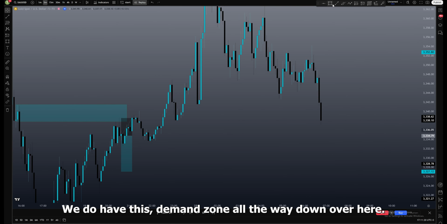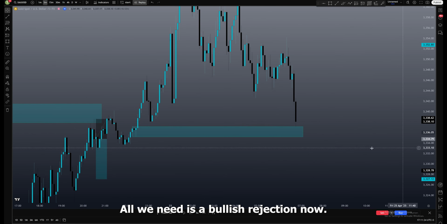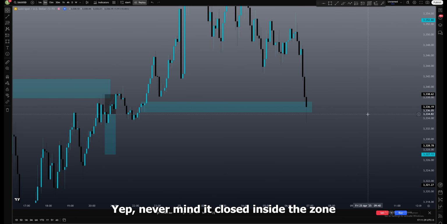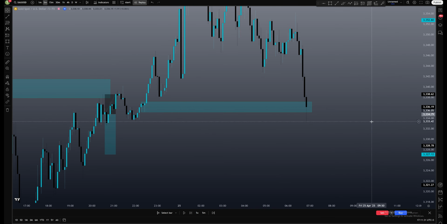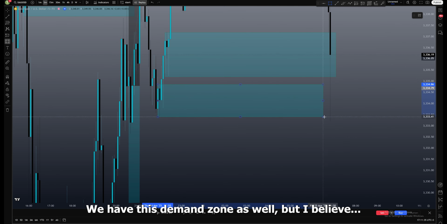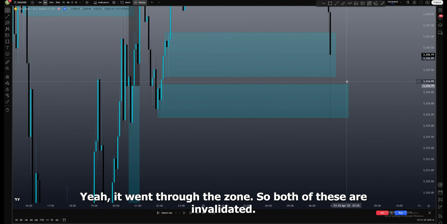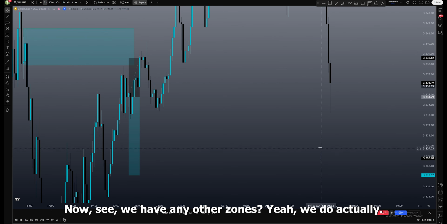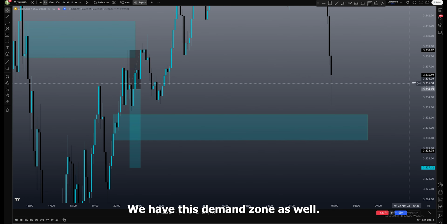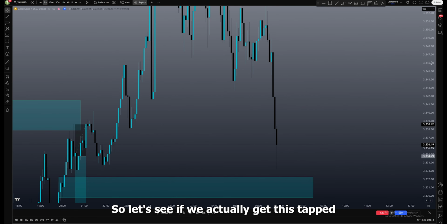All right, we do have this demand zone all the way down over here. All we need is a bullish rejection now. Yep, never mind, it closes out the zone. But wait, let me see, did it actually, where we have this demand zone as well, but I believe, yeah, it went through the zone, so both of these are invalidated now. Let's see if we have any other zones. Yeah, we do. Actually, we have this demand zone as well, so let's see if we actually get this tapped.